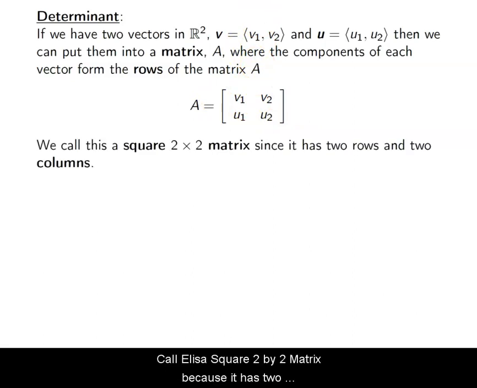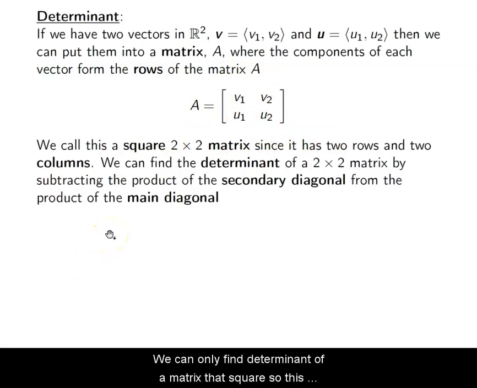Okay. We call this a square 2x2 matrix because it has two rows and two columns, right? So it's a 2x2. It's square because the number of rows and the number of columns are the same. Okay. All right. So we can only find determinants of a matrix that's square. Okay. So in this section, we're going to stick to 2x2 matrices. We're actually going to extend that to 3x3 matrices. But I need my matrix to be square in order to find the determinant.